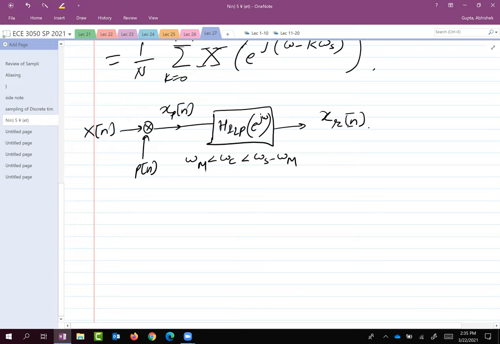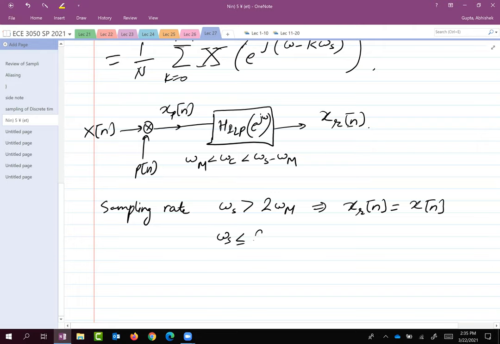And it should be greater than omega m. And you have the usual result, the sampling rate omega s greater than 2 omega m. So if x[n] is a band limited signal and the sampling frequency is higher than 2 omega m, then it implies that the reconstruction is perfect.